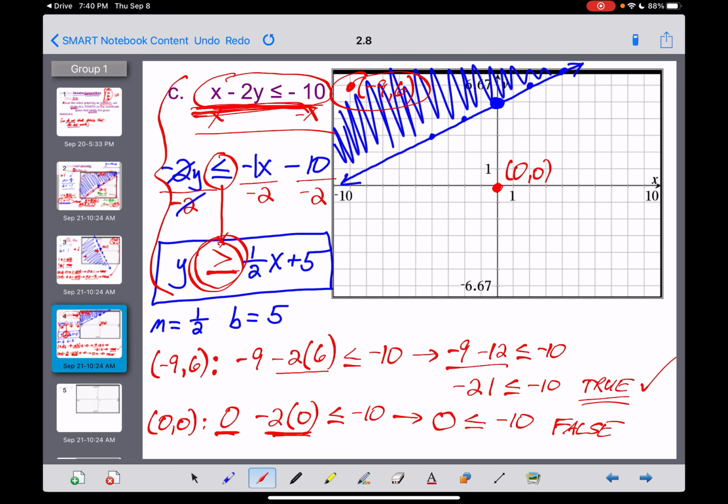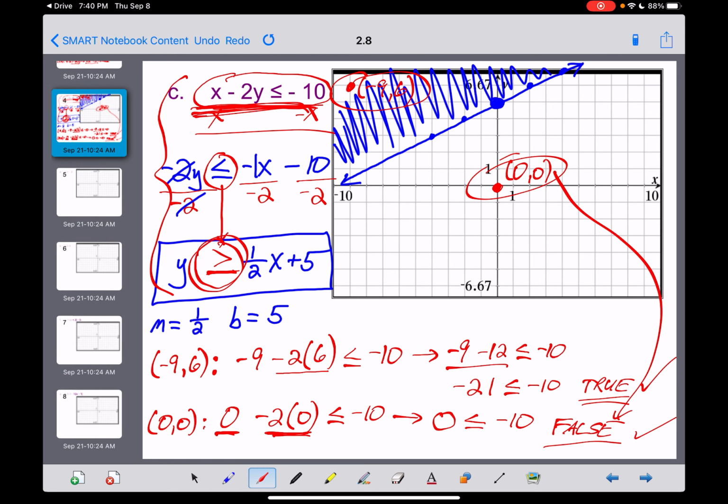But that false statement makes me feel good. I chose a point that was not shaded, and I ended up with a false statement. So this is 2 things that kind of tell me that we did this problem here correctly. All right, so hopefully we're getting the hang of this, and hopefully we're seeing that this isn't really as scary as you might have thought at first.